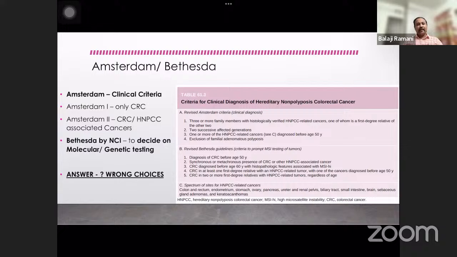It is a clinical criteria. Amsterdam criteria is basically a clinical criteria to decide on when you should plan for colorectal cancer testing. Amsterdam 1 applied only to colorectal cancers. This is basically for Lynch syndrome or HNPCC, whichever one you call it. Amsterdam 2 is associated with CRC or with HNPCC associated cancers.